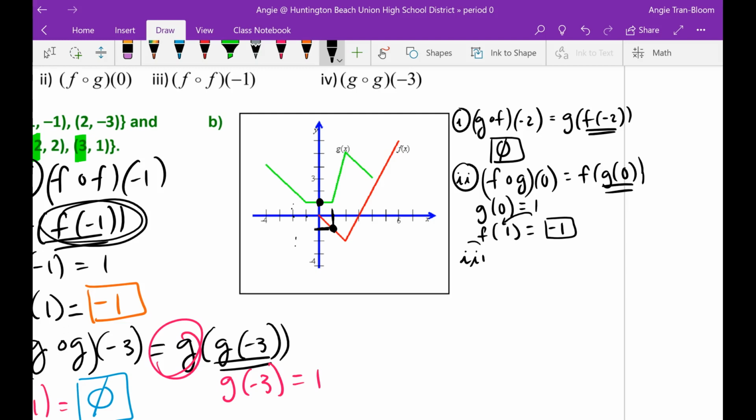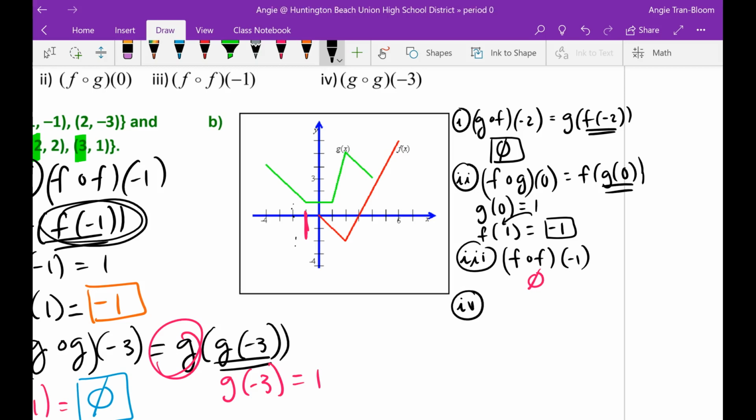3i. F composed with itself of -1. Similarly, I'm just going to go to -1. But what? F doesn't have any value of -1? No answer. It's a beautiful day in the neighborhood.